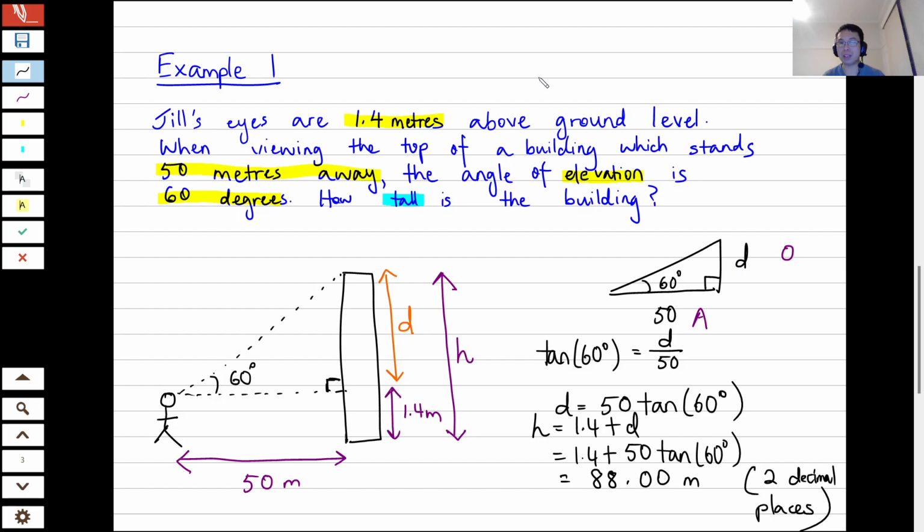Okay, I haven't said how much to round to in this question, so if you're not told how much to round, just choose something sensible. In an assessment, you'll be told how precisely to do your rounding.